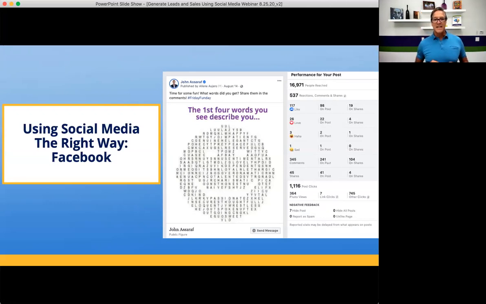Okay, so if you take a look at this little thing that we use, the first 4 words you see describe you. People love to see what the first 4 words is. And then if you ask them to write down what their word is, and if you ask them to share it, you can see how many people. We had 1,116 post clicks, 16,971 people reached, 537 reactions. Create things that people remark about. You're looking to build a relationship with people online as if you were face to face with them like a friend. So you want to create remarkable content so people remark about it. Does that make sense so far?